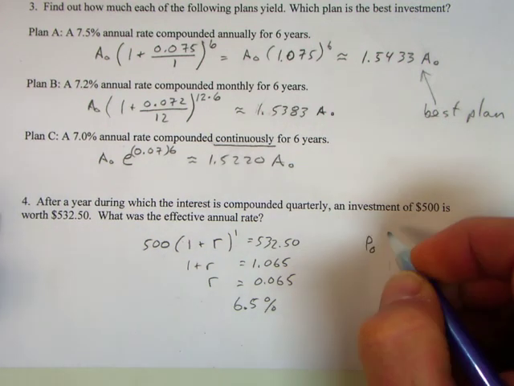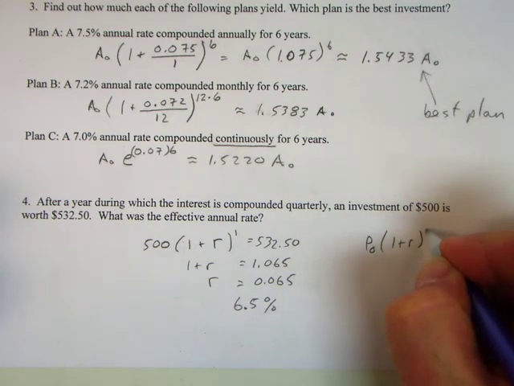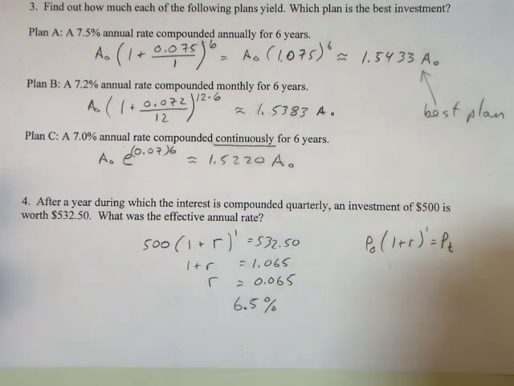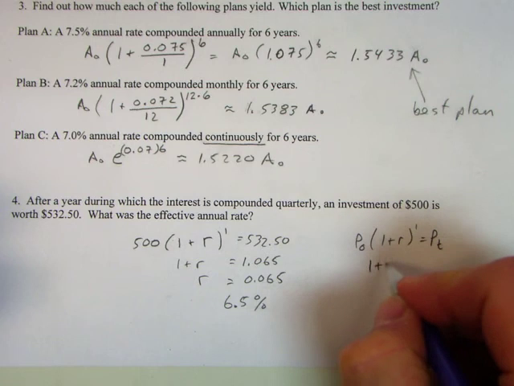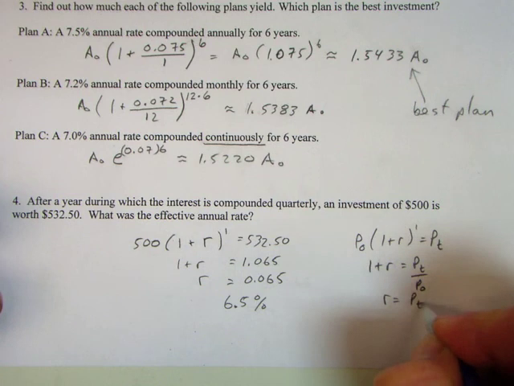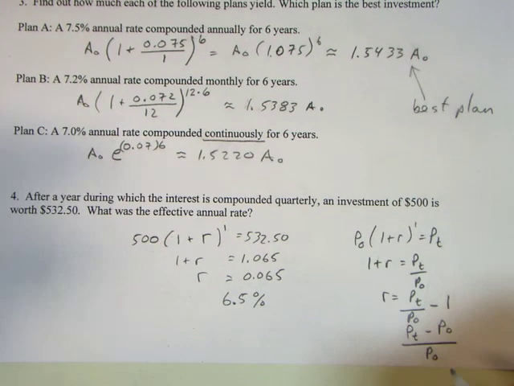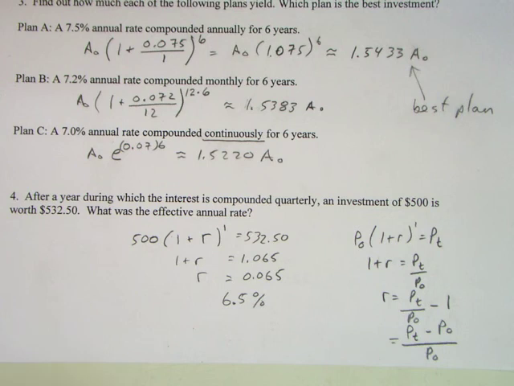Now let's take a look at it in general. We have a starting amount, P sub 0, times 1 plus R, and we're dealing with this right now over 1 year, equals P sub t. To solve for this, divide by P sub 0. So we get R equals P sub t divided by P sub 0 minus 1. And if we have a common denominator, this would be P sub 0 over P sub 0. So we get P sub t minus P sub 0 divided by P sub 0. And that's the exact equation that we had on the other side. That is the effective annual yield, or effective annual rate.